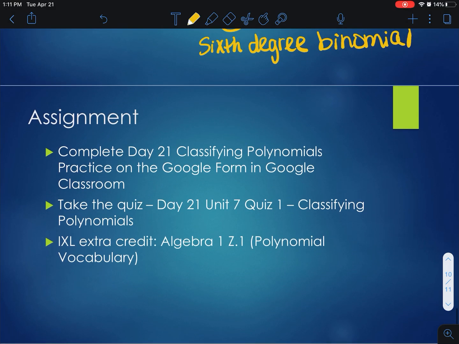Alright, now for your assignment. You've watched the video, you've taken the notes. If you need to go back and rewatch the video, do that. If you need to pull up the PDF of the notes to finish copying those down, do that. Once you have your notes, I want you to complete day 21, classifying polynomials practice on the Google form in Google Classrooms. That's your first thing to do. Then you're going to take a quiz, day 21, unit 7, quiz 1, classifying polynomials. And then, last but not least, very important, extra credit opportunity. On iExcel, go to Algebra 1, Z1. This is called polynomial vocabulary. Okay?